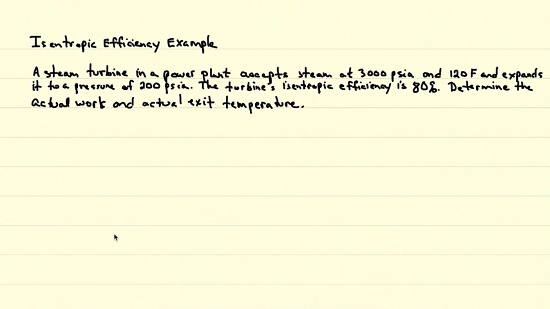We have this steam turbine that accepts steam at a very high pressure, 3000 psi, and 1200 degrees Fahrenheit, and expands it to a pressure of 200 psia. We're given the turbine's isentropic efficiency, 80%, and we're asked to determine the actual work and the actual exit temperature from the turbine. So not necessarily given a lot of information.